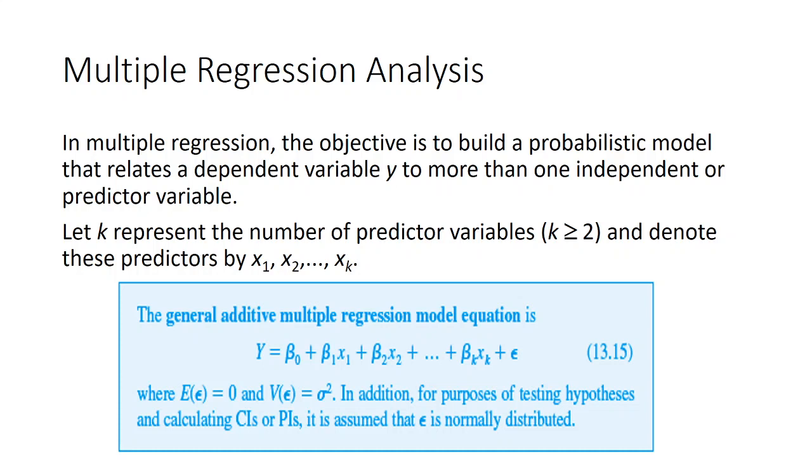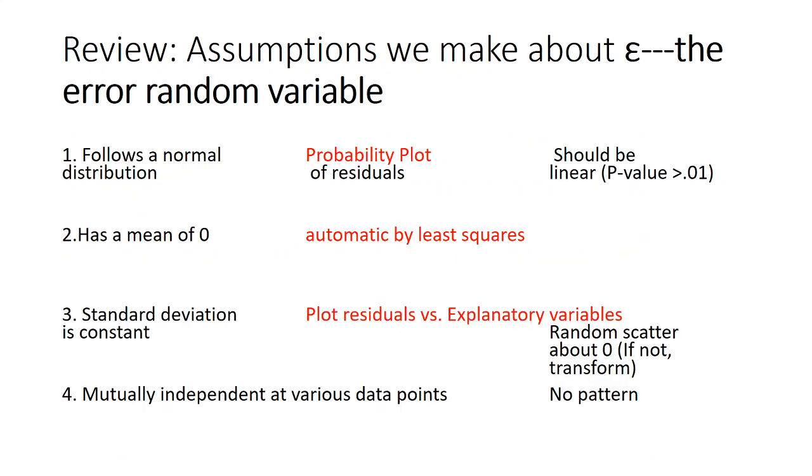have beta naught plus beta 1 x1 plus beta 2 x2 plus beta k xk plus epsilon, where the mean of epsilon is 0 and the variance of epsilon is a constant. And remember, the error random variable follows a normal distribution, has a mean of 0, the standard deviation is constant, and is mutually independent at various points. That is, there's no pattern. There's a random scatter about 0, and if it doesn't, then we talked earlier about transforming it.